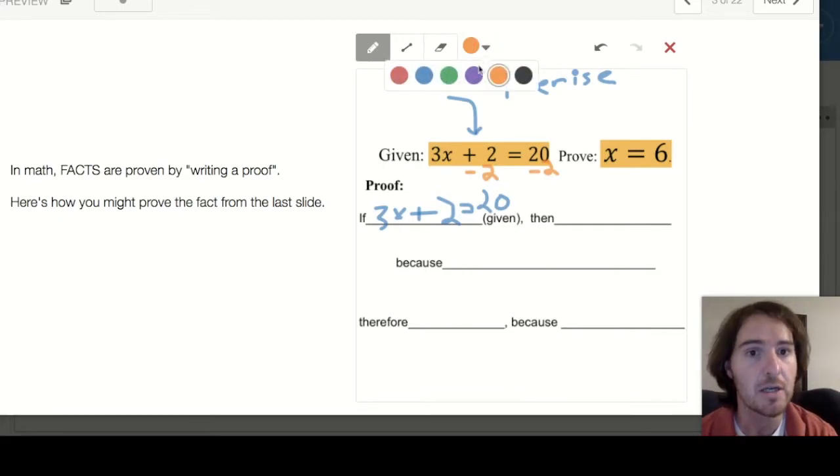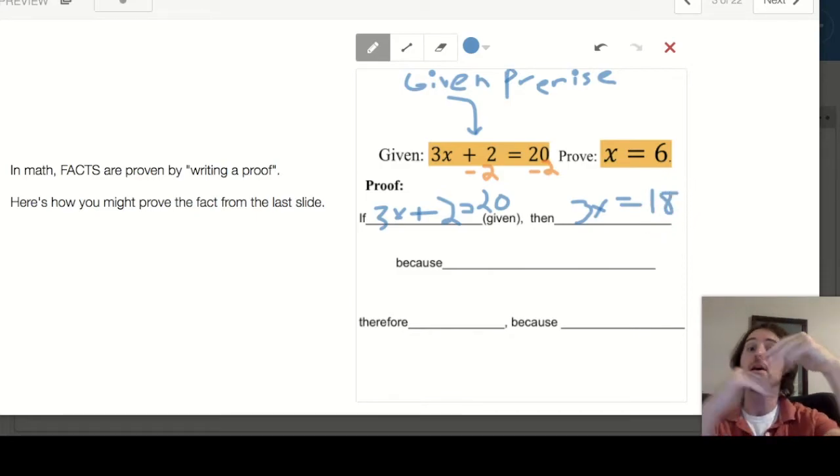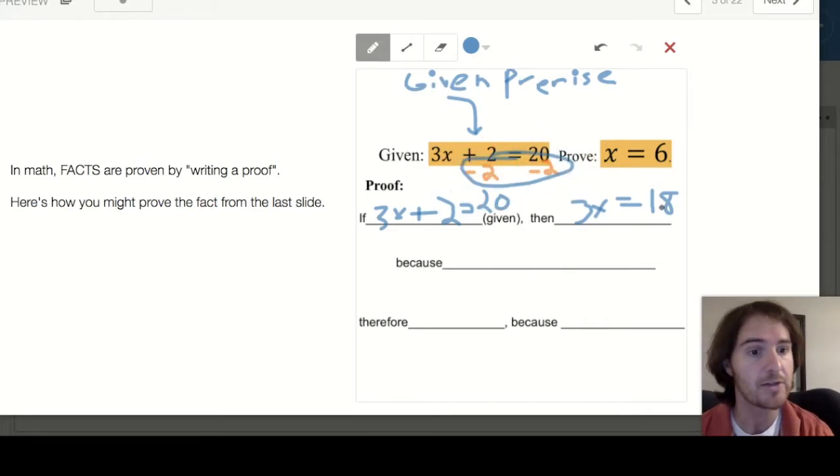So what I can actually conclude is if I knew that 3x plus 2 equals 20, then I would also know that 3x equals 18. You get the idea. You subtract 2 from each side of the equal sign, equality is preserved. And we know that this is actually then a true statement. So in math, we can write an if-then statement like that. And the reason why we can write an if-then statement like this, if 3x plus 2 equals 20, then 3x equals 18, is because we have a rule to justify that. Because what did we do? Well, we subtracted 2 from both sides of the equation, because we minus 2 from both sides of equals.